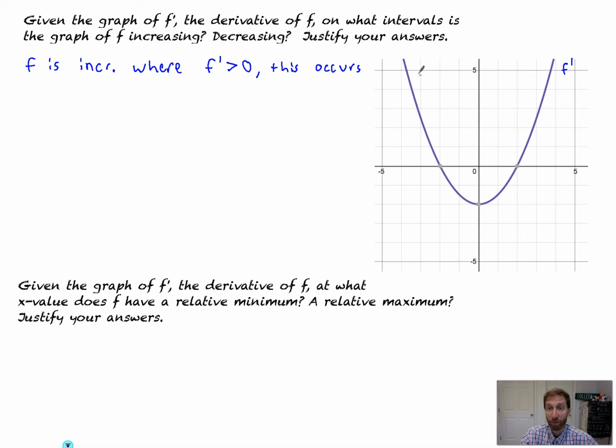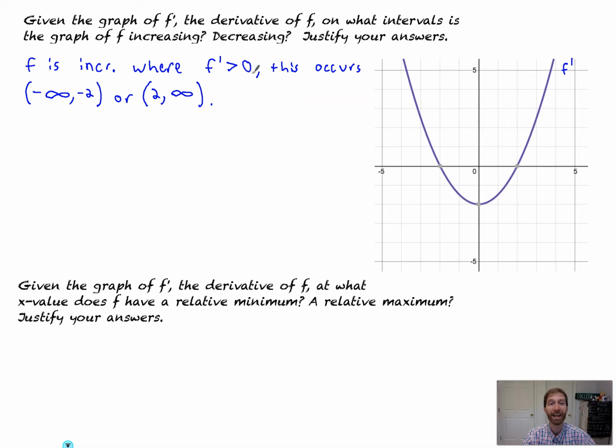Well, let's look at the graph. We're literally saying, where is this above the x-axis? Here and here. So this occurs from negative infinity, and I'll do this in interval notation, you could also do it with an inequality, to negative 2. Easy. And I like to do an open interval, though it doesn't matter. Or it also occurs from 2 to infinity. That's it.